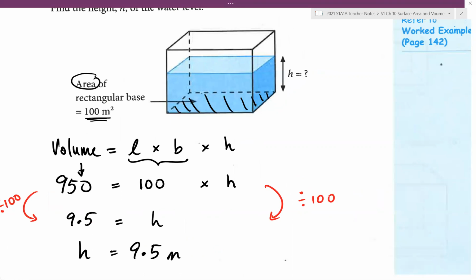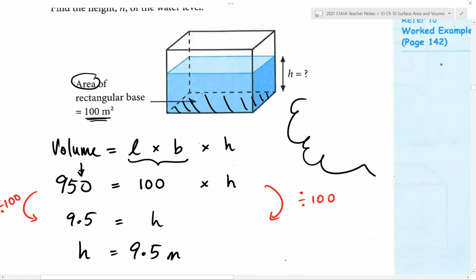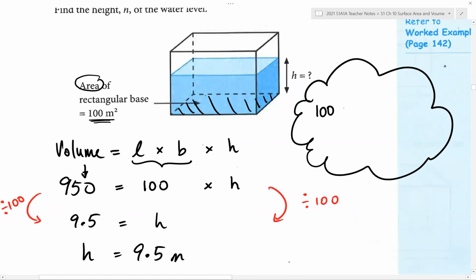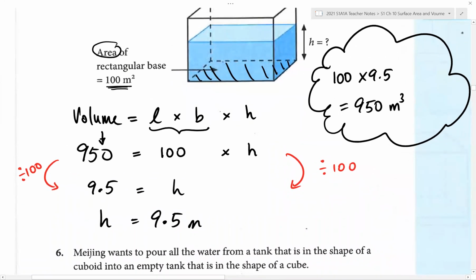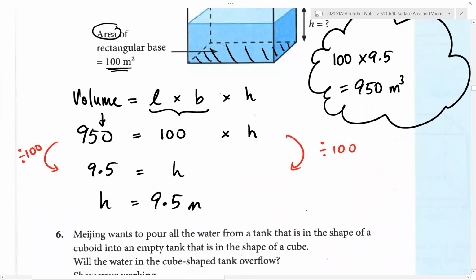In your mind, just think, if H is 9.5, 100 times 9.5 gives me 950 cubic meters. And that is correct. That is the volume that was given to us. So yes, Marilyn got it. A little challenging, but she managed to do it.